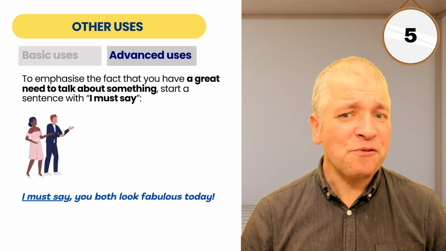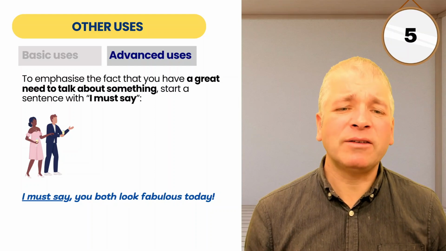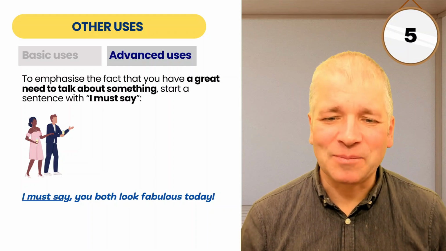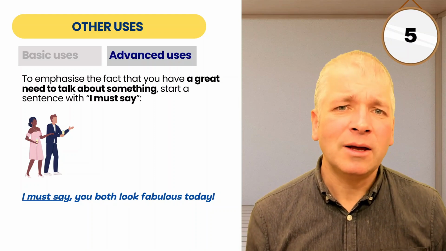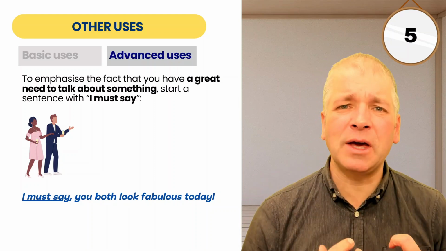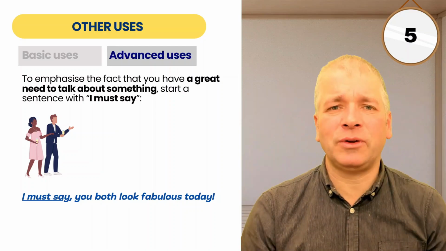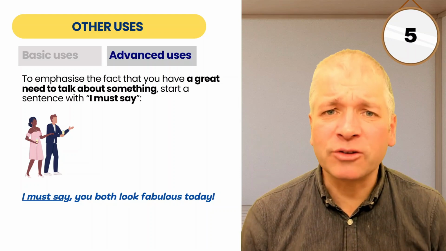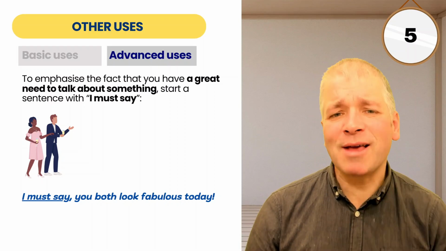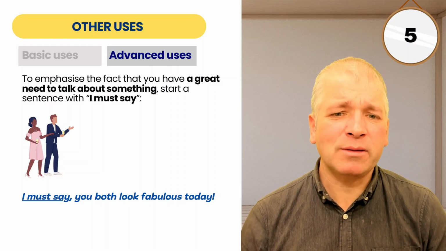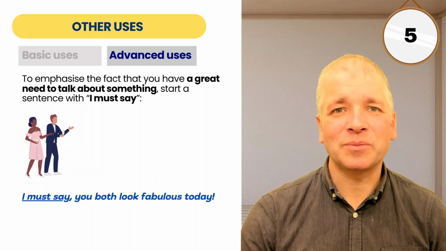To emphasize the fact that you have a great need to talk about something, start a sentence with, I must say. I must say, you both look fabulous today. Here it's because you've got something that's really made an impression on you and you want to get it out. You want to communicate to the world something that you think is important. So you add I must say to emphasize that this really needs to be said because it's important.